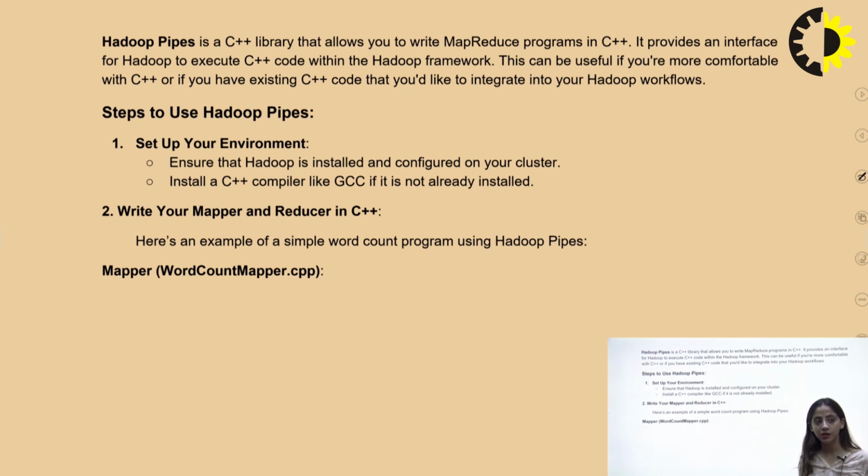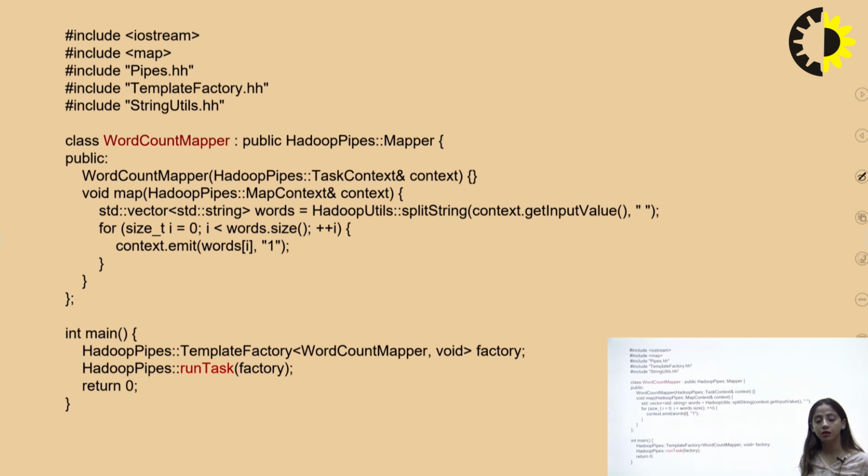Now, these are some of the steps to use Hadoop Pipes. First one is to set up the environment. Ensure that Hadoop is installed and configured on your cluster. Install a C++ compiler like GCC if it is not already installed. Second step is to write your mapper and reducer in C++. Here is an example of a simple word count program using Hadoop Pipes. I have already written the program on the screen. You can read it from here.